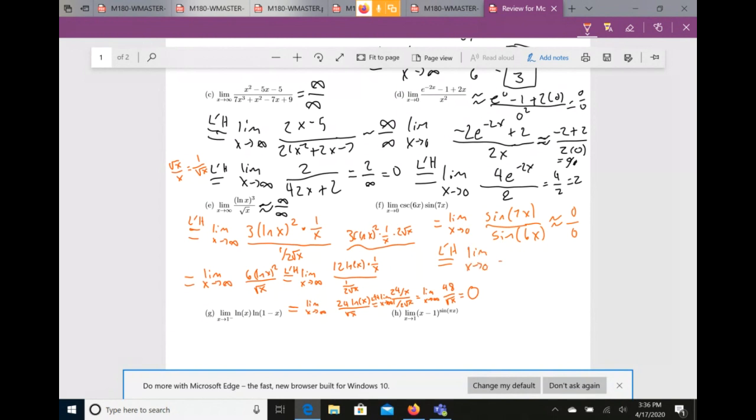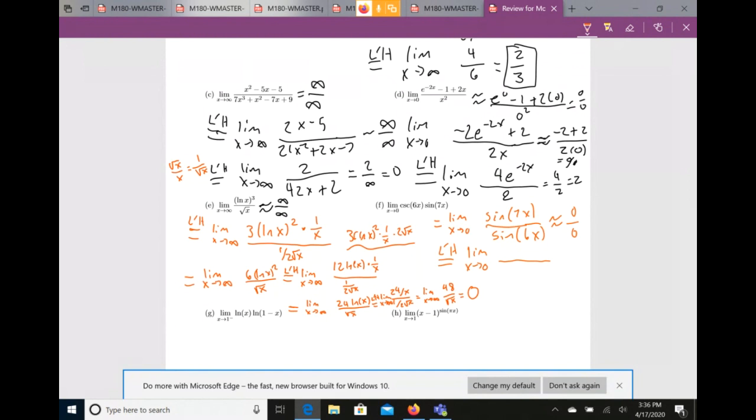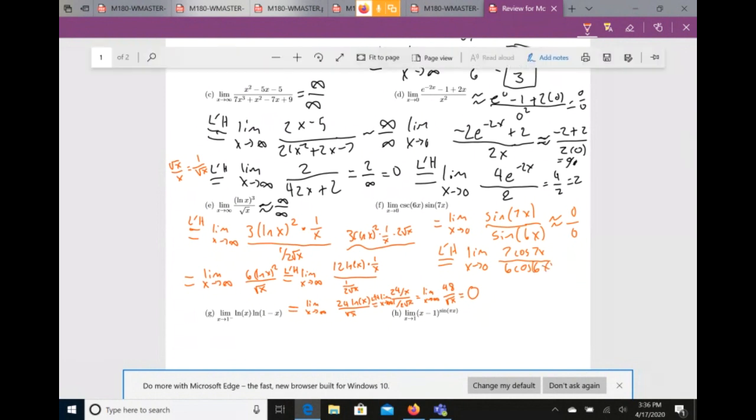All right, so what is the derivative of sine of 7x? Don't forget the chain rule. Good, 7 cosine of 7x. So then the derivative of sine of 6x is 6 cosine of 6x. Yep, so cosine of 0 is just 1. So now if I plug in 0, you really just get 7 over 6.